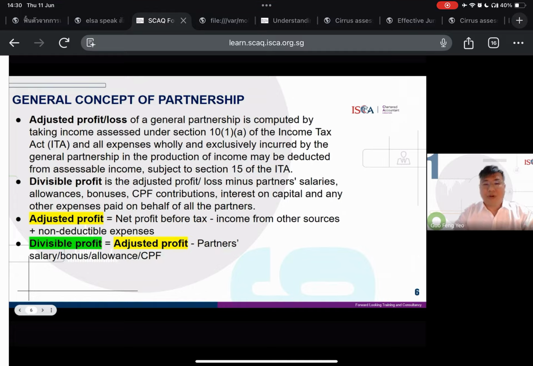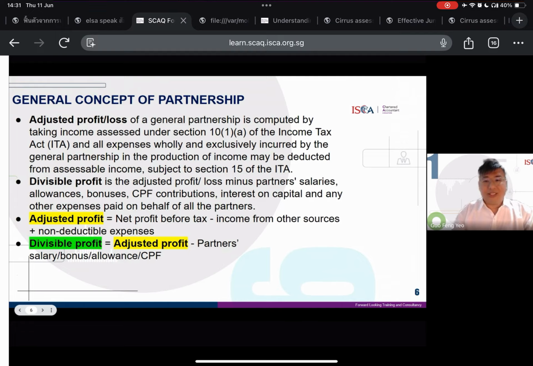An adjusted profit or loss of a general partnership is computed by taking income assessed under Section 10(1)(a) of the Income Tax Act and all expenses wholly and exclusively incurred by the general partnership in the production of the taxable income may be deducted, subject to Section 14 of the Income Tax Act. Divisible profit is by itself a more simple concept. It's merely the adjusted profit less the partners' salaries, allowances, bonuses, CPF contributions, interest on capital, and any other expenses paid on behalf of the partners.